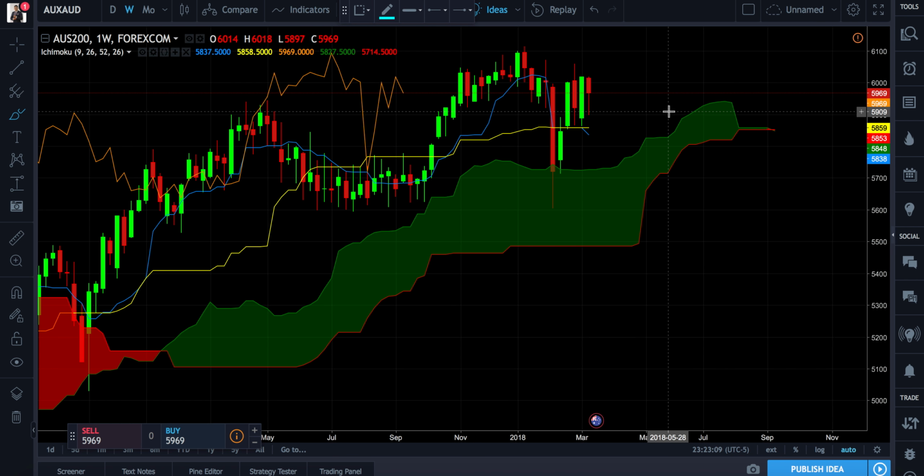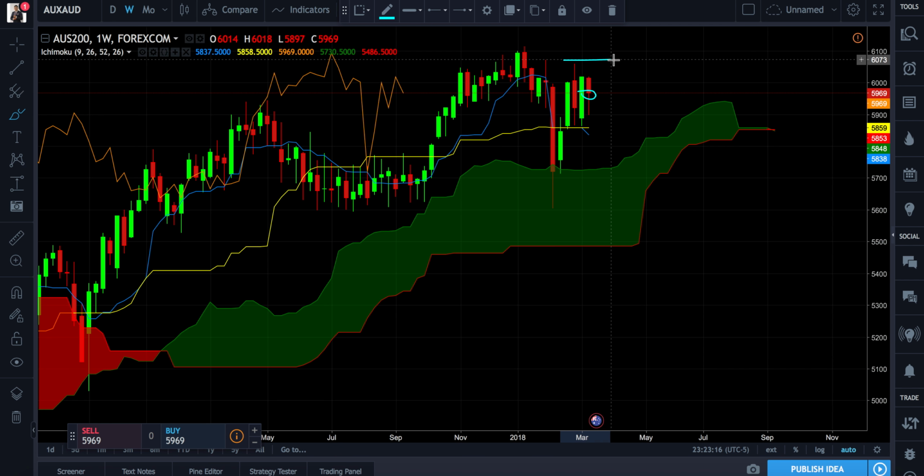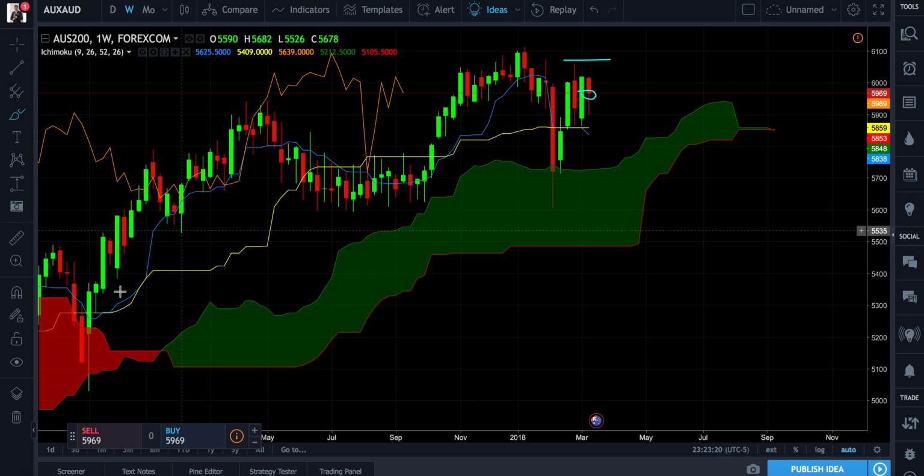What I would not do is this. I would not be buying and I would not be selling right here, because if I'm selling right here, my stop loss has to be pretty high. If I'm buying right here, my stop loss has to be right beneath the 26-day moving average. So right now, there is no setup. If there is no setup, there is absolutely no trade.